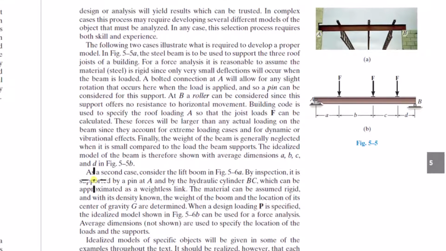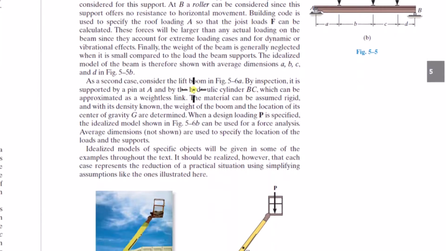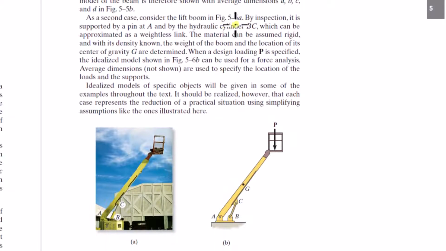See? All right. As a second case, consider the lift boom in figure 5.6a. Here, by inspection, it is supported by a pin at A and by the hydraulic cylinder CB or BC, which can be approximated as a weightless link. All right, so what they're saying is you're really looking at this entire beam and cage here. That's what you're doing the free body diagram of.